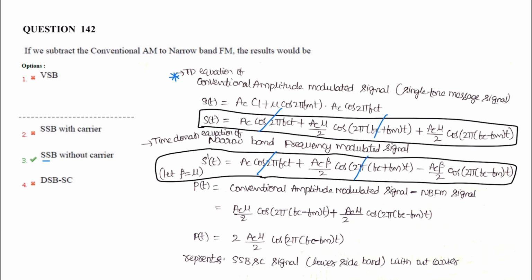Now the carrier term Ac cos 2 pi fc t and the upper sideband term (Ac mu/2) cos 2 pi (fc + fm)t get subtracted because in the question subtraction is given. The resultant signal has only the remaining two terms, that is 2 Ac mu/2 cos 2 pi (fc - fm)t. It represents an SSB-SC signal, lower sideband without carrier. If we subtract the conventional amplitude modulation signal from the narrowband FM signal where both modulation indices are the same, it results in an SSB-SC signal, single sideband suppressed carrier signal.